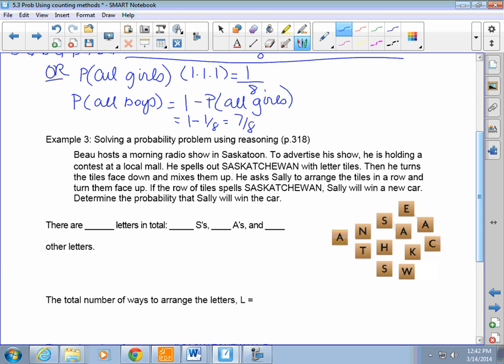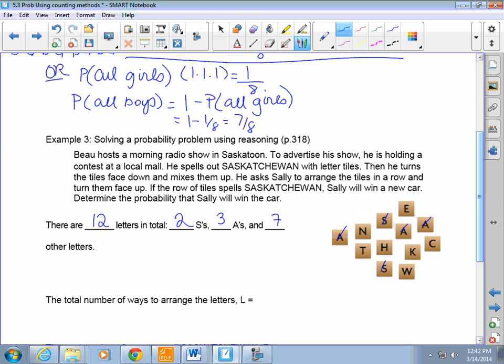So if we take a look at this then, there are a total of 1, 3, 6, 10, 12 tiles. So that's our total number of tiles. Then we look for repeats. So we have 2 S's that repeat, and 1, 2, 3 A's that repeat. So that means that we're left with 7 other letters.